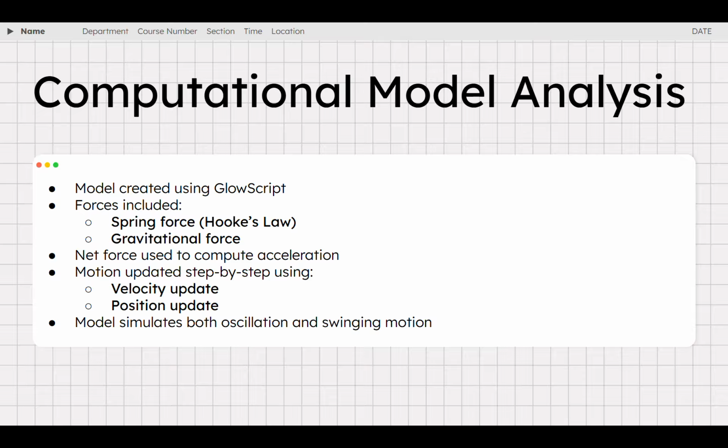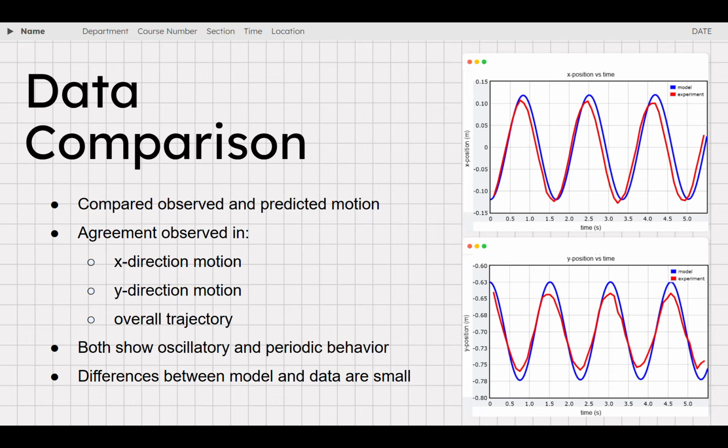The data comparison with the 2 graphs generated from the model versus the 2 graphs generated from Tracker. It compared observed and predicted motion, with agreement observed in both directions and overall trajectory. Both showed oscillatory and periodic behavior, and the distances between the model and the data are small.